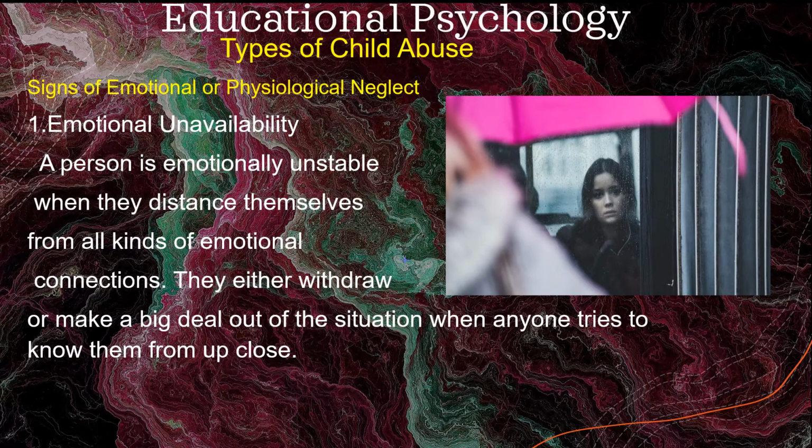So there are signs of emotional or psychological neglect. The first one is emotional unavailability, which is when a person is emotionally unstable. When they distance themselves from all kinds of emotional connections, they either withdraw or make a big deal out of the situation when anyone tries to know them from up close.